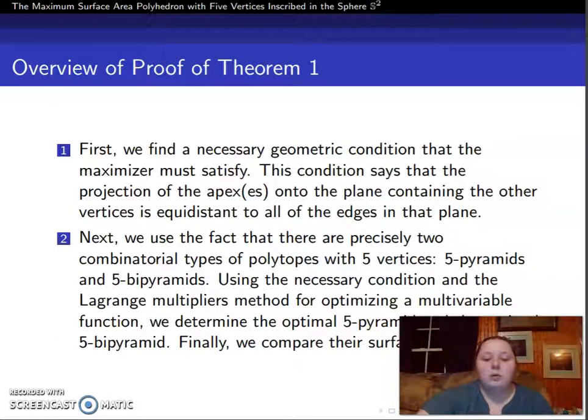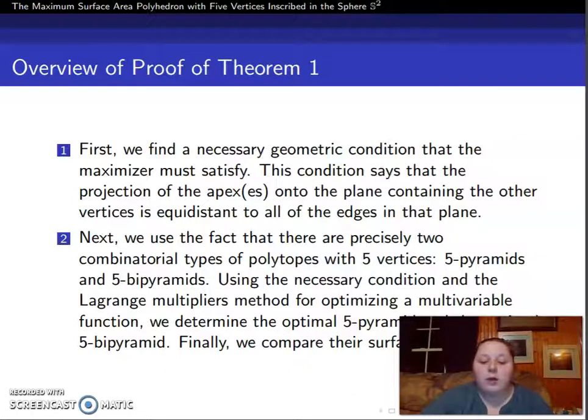We began by determining the necessary geometric condition that the maximizer must satisfy, which says that the projection of the apex or apexes onto the plane containing the other vertices must be equidistant to all of the edges in that plane. We also used the fact that in the case of 5 vertices, there are only 2 combinatorial types of polytopes: the 5 pyramids, which are the polytopes with 4 coplanar vertices, like the standard image of a pyramid that we think of today, and the 5 bipyramid, like the image pictured in the previous slides.